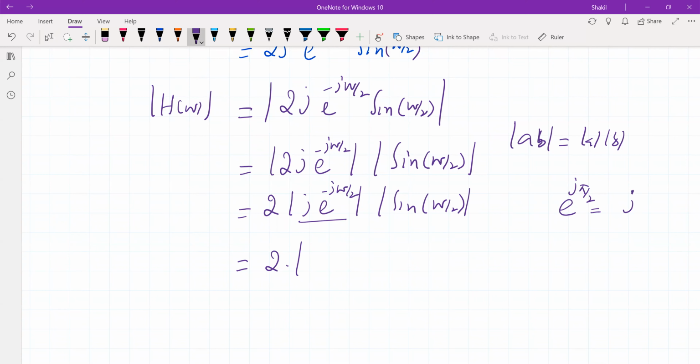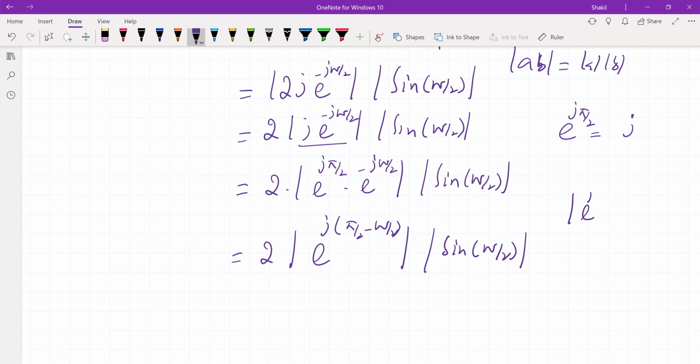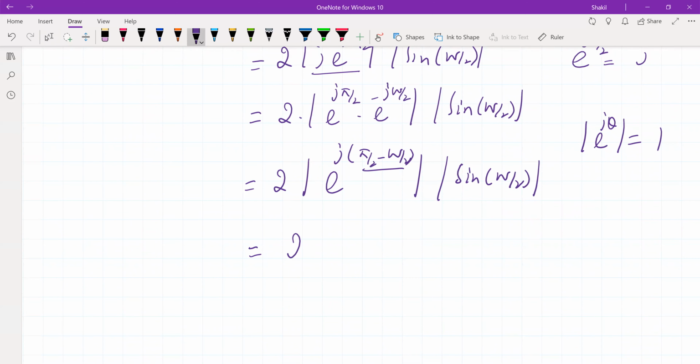So you can write j as e raised to j pi by 2, e raised to minus j omega by 2, this is sine omega by 2. And this is 2 e raised to j (pi by 2 minus omega by 2) sine omega by 2. We just saw e raised to j theta has magnitude equal to 1. Theta is equal to pi by 2 minus omega by 2, so this will again be equal to 1. So the magnitude response will be twice sine omega by 2, and this is the magnitude response of the system.